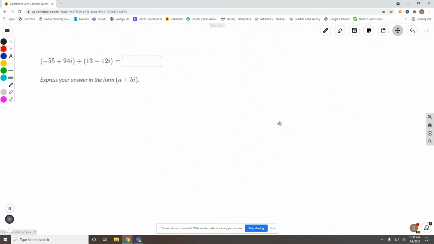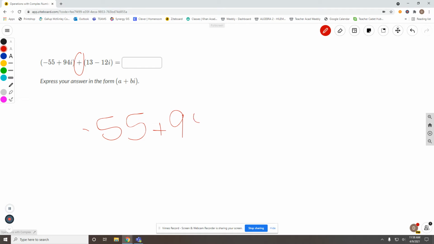Alright, so let's try doing a binomial plus a binomial. And once again, we've got those parentheses, but don't be fooled. There's a plus sign in between. So we can drop the parentheses as long as we're adding both of the terms in the second parentheses. So negative 55 plus 94i plus 13 and plus a negative 12i.